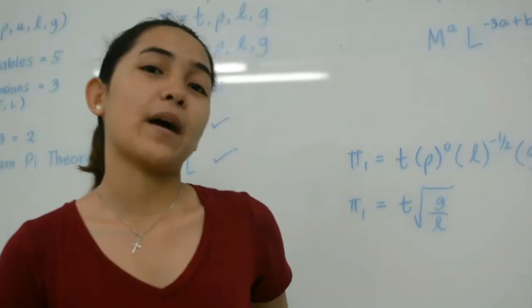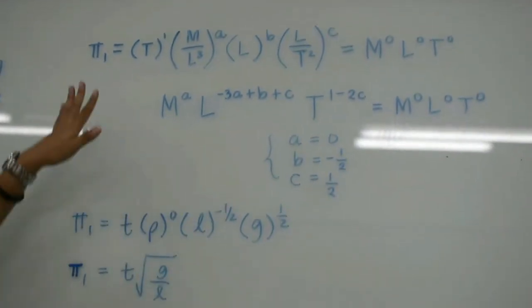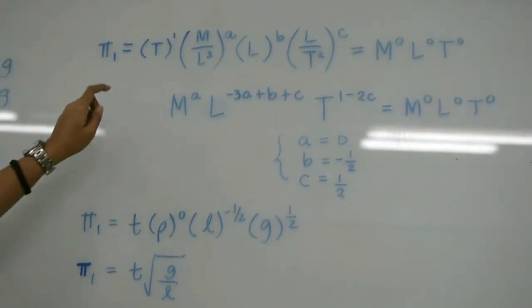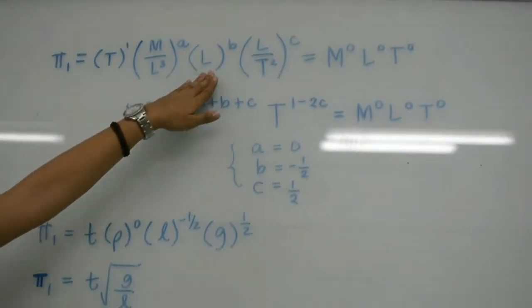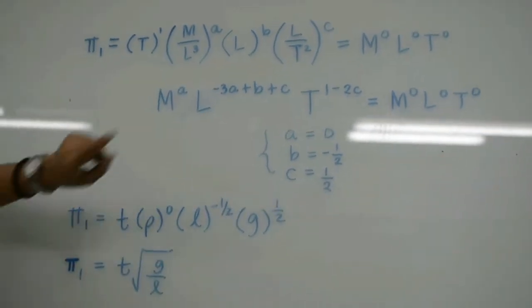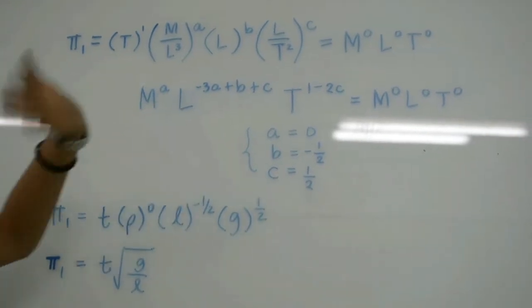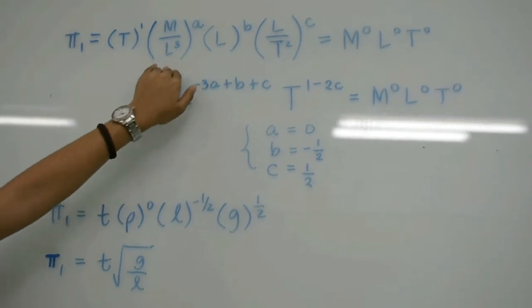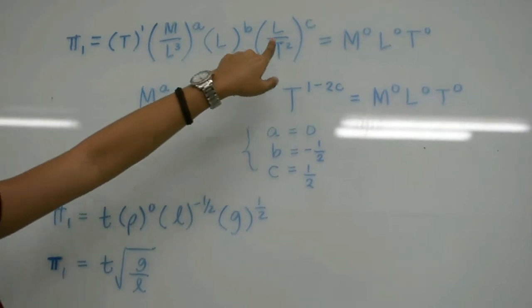To continue with the Buckingham pi theorem, solving for pi 1, write all the variables in terms of their fundamental dimensions. So we have rho, length, and the acceleration due to gravity. So, the three repeating variables. Let's let the exponent of rho be a, then L is b, and for g is c.